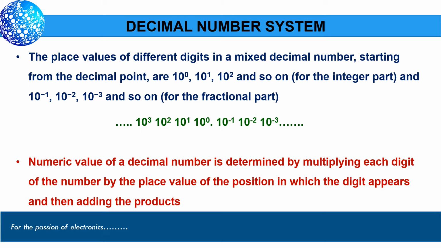In the mixed number system, if we take the integer part, the ones place has a place value of 10 raised to the power 0. The tens place has 10 raised to the power 1, then subsequently 10 raised to the power 2, 10 raised to the power 3. For the fractional part, we have 10 raised to the power minus 1, 10 raised to the power minus 2 and 10 raised to the power minus 3 as the place values. The numeric value of a decimal number is determined by multiplying each digit by its place value and then adding them all together.